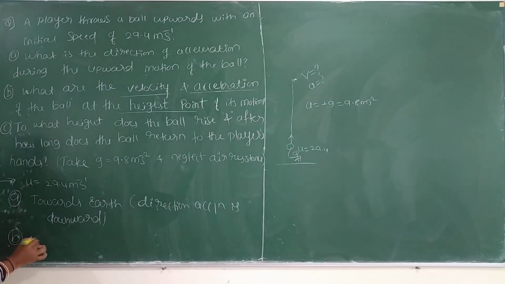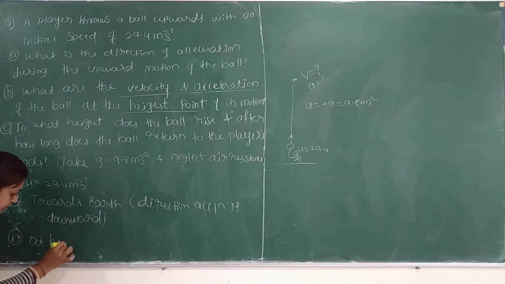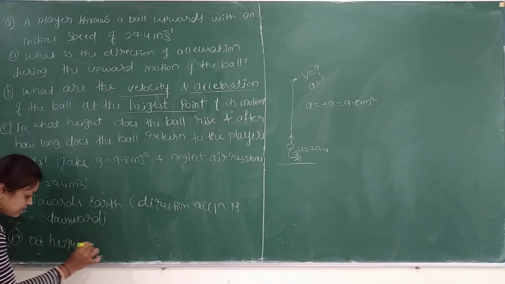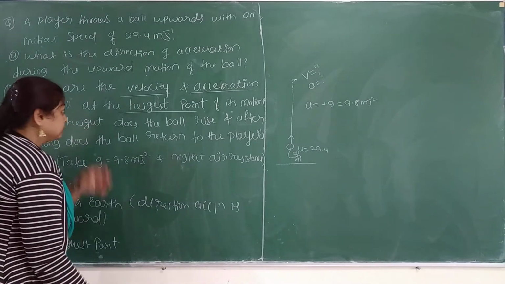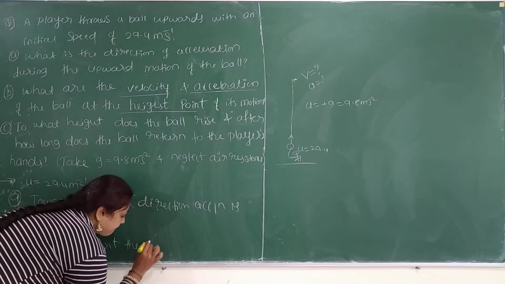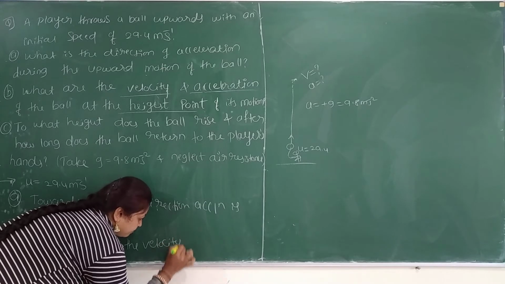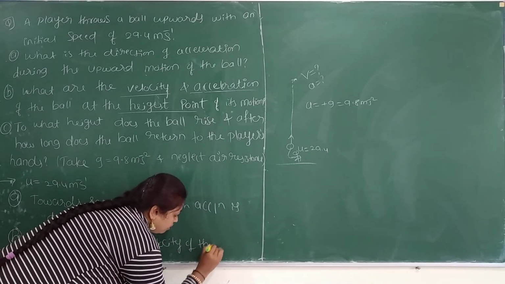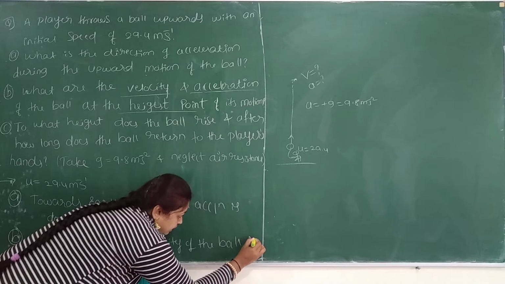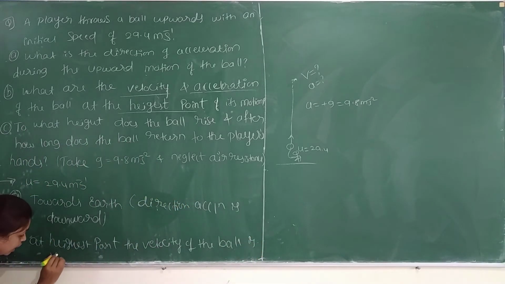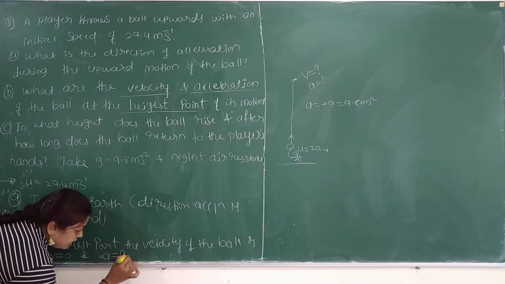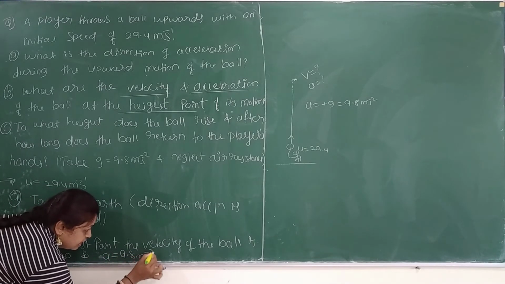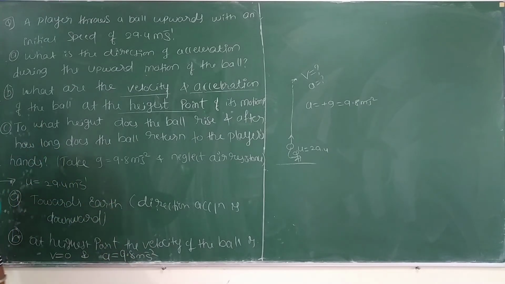Note down. At the highest point, the velocity of the ball is, we can write here, v is equal to 0 and the acceleration is 9.8 meter per second square. This is the answer for the second one.